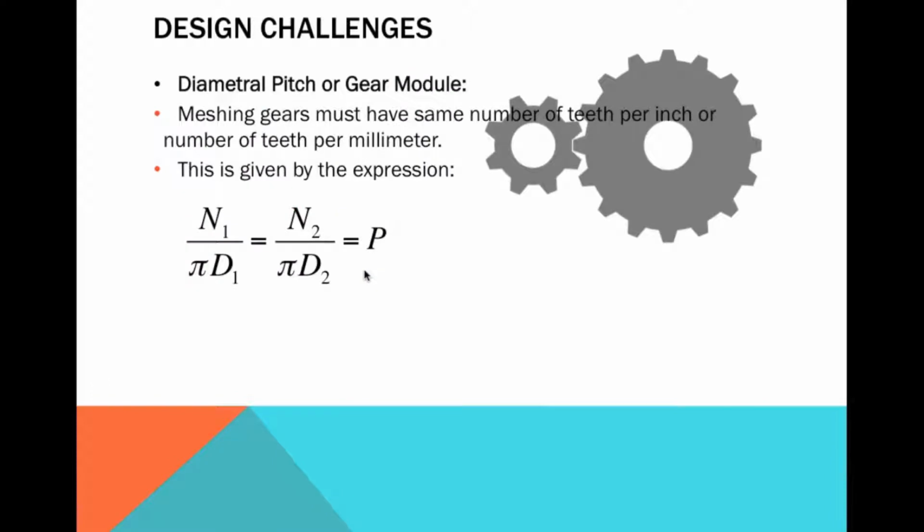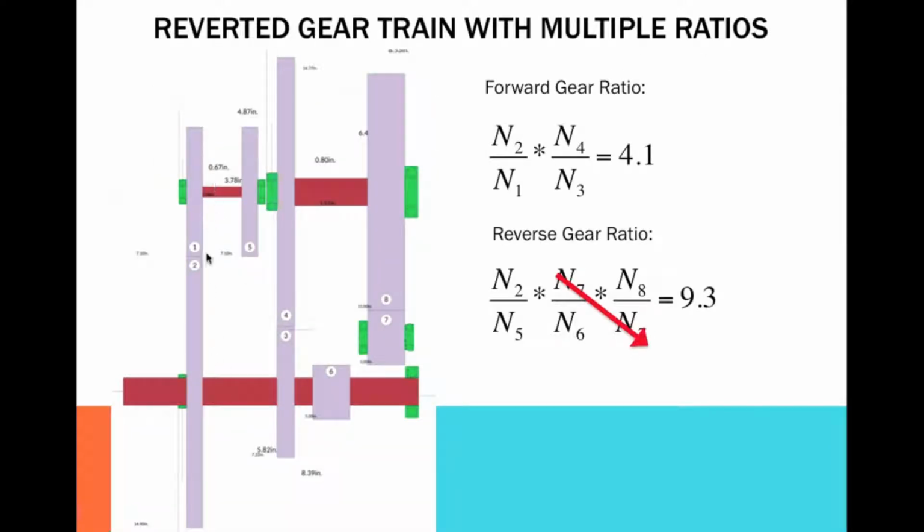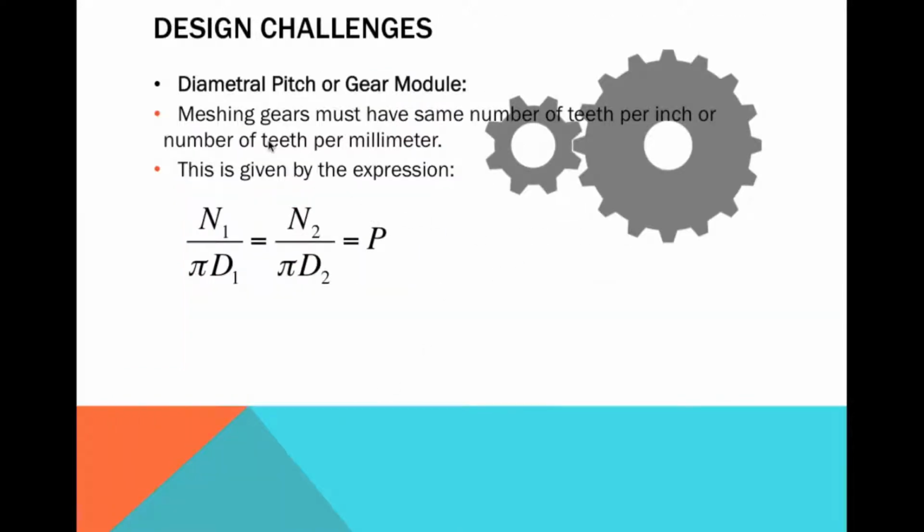So one of the first challenges is hitting those target ratios while maintaining the same center distance, while making sure that the gears aren't too big, and some of these other considerations I'll talk about here. Probably one of the hardest challenges is the diametral pitch constraint. Some people also call this the gear module. Basically it is the ratio of teeth on the gear to the distance around the circumference of the gear. So teeth per inch.